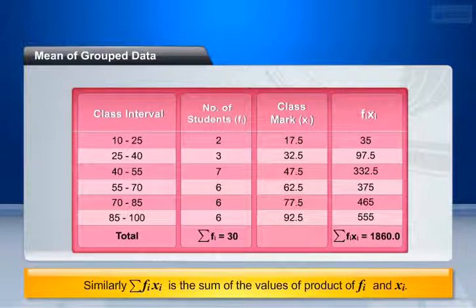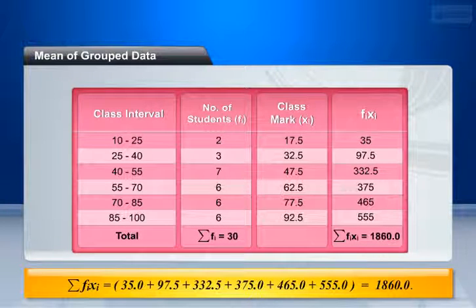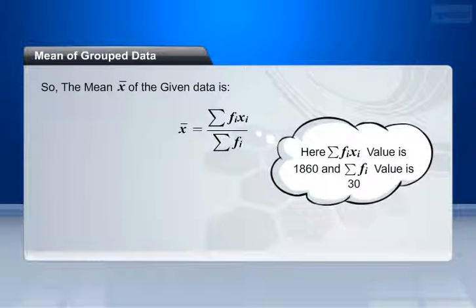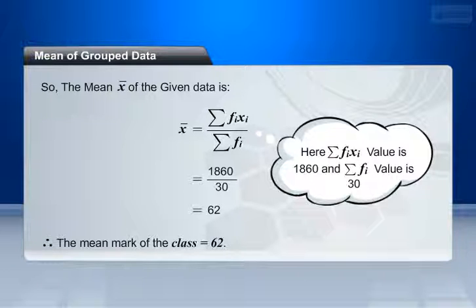Similarly, sigma fi xi is the sum of the values of product of fi and xi, that is, sigma fi xi equals 35.0 plus 97.5 plus 332.5 plus 375.0 plus 465.0 plus 555.0. This is equal to 1860.0. So, the mean x bar of the given data is x bar equals sigma fi xi by sigma fi. This is equal to 1860 by 30. This is equal to 62. Therefore, the mean mark of the class is 62.